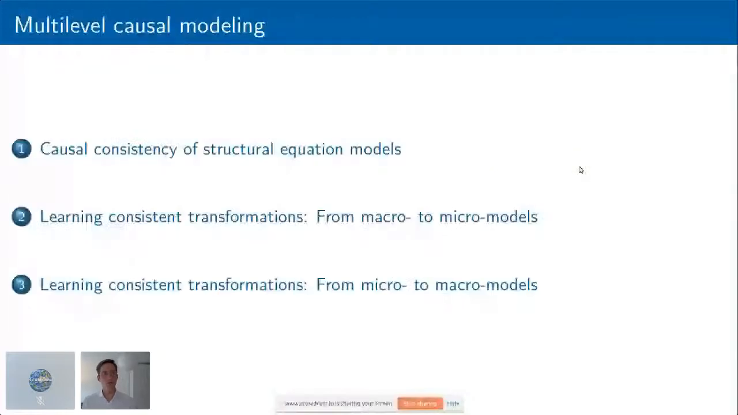So I'm now going to talk first about causal consistency. What does it mean actually for two models to be consistent with one another, and in particular to be causally consistent with one another? And then I will talk about how to learn such transformations, first from a macro level to a micro level perspective, and then very briefly at the end, the other way around.